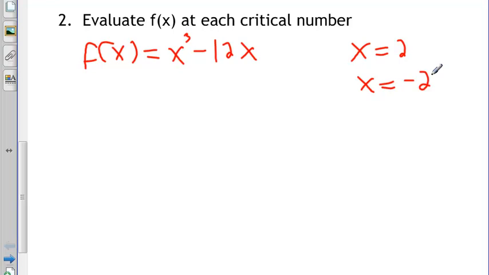So we're just going to take those numbers and see if we get something really high or really low, because that's a potential hill or a valley. Actually, it pretty much is going to be a hill or a valley, I would say. It's pretty safe to say that.